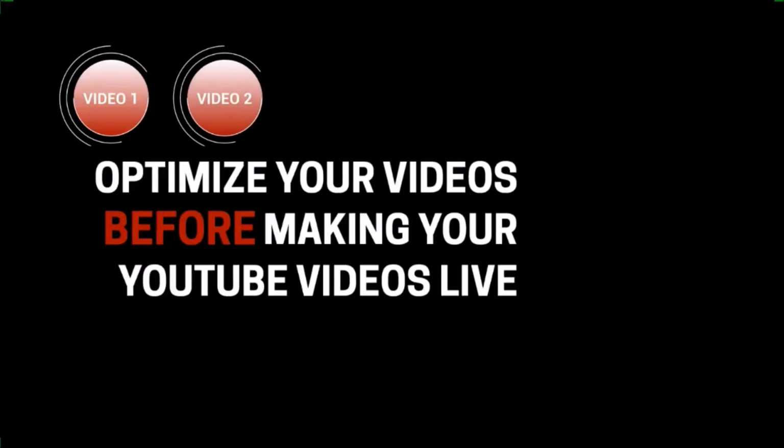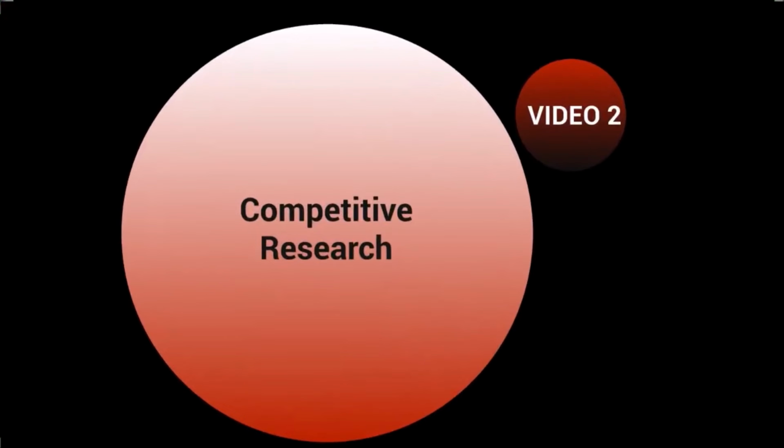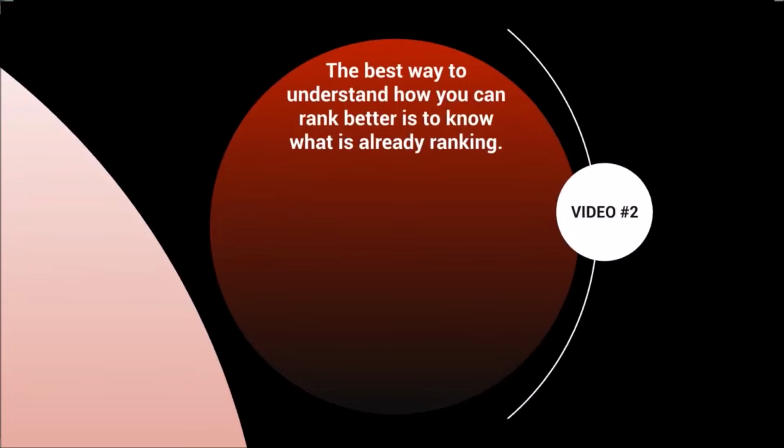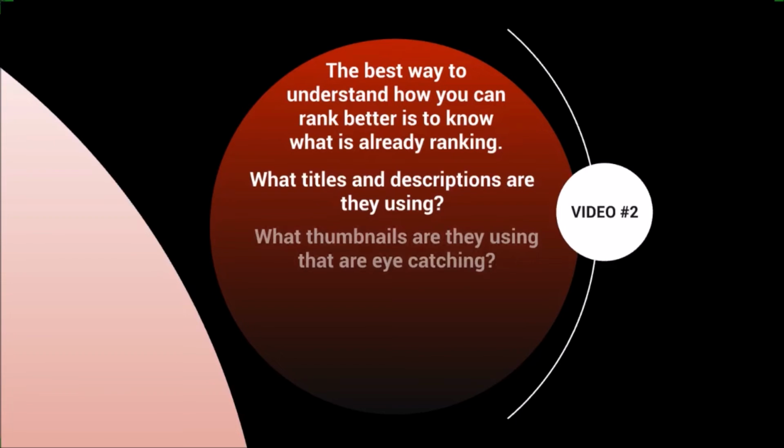Hello and welcome back. This is video number 2. So let's talk about competitive research. The best way to understand how you can rank better is to know what is already ranking in your niche or your market. So what we want to do here is analyze the videos that are on the top. I want you to specifically look at what titles and descriptions they are using, what thumbnails they are using that are eye-catching, and what the user experience is like when you click through those videos.